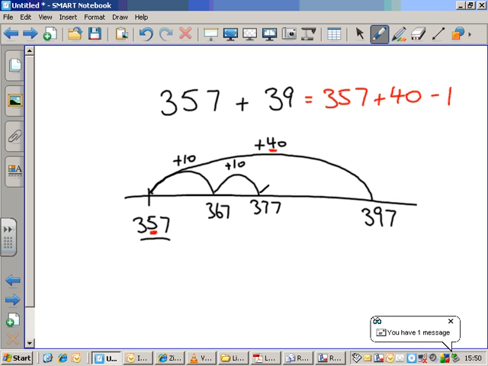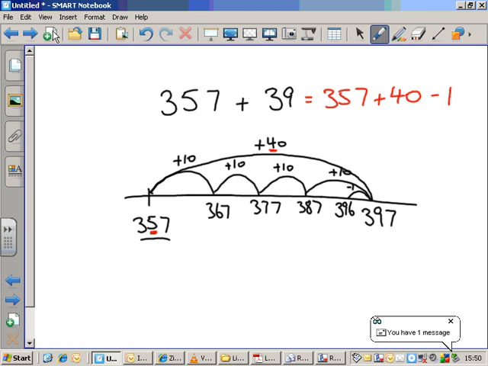377. Add 10 again to get 387. And add 10 again. Hey, there we go, 397. We've added 40, we take away 1, 397, take away 1, 396. That's all pretty okay, isn't it?